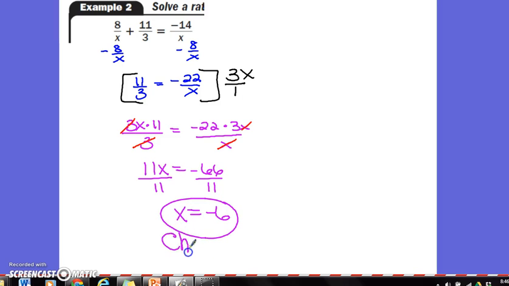Still check to see if your denominator is undefined. If we put a negative 6 in here, it's just x, so it'd be a negative 6. It doesn't go to 0, so this is a solution.